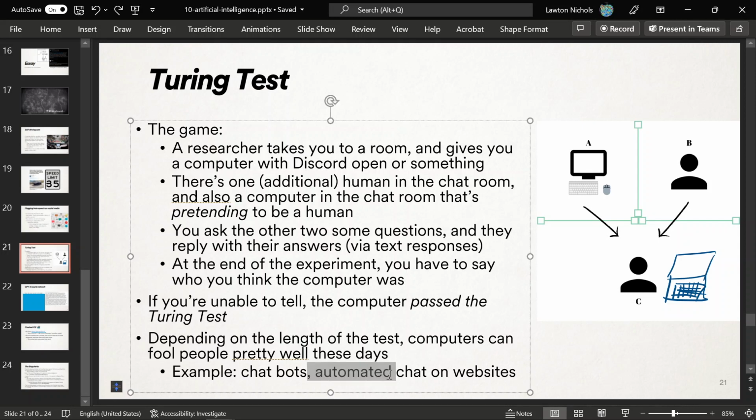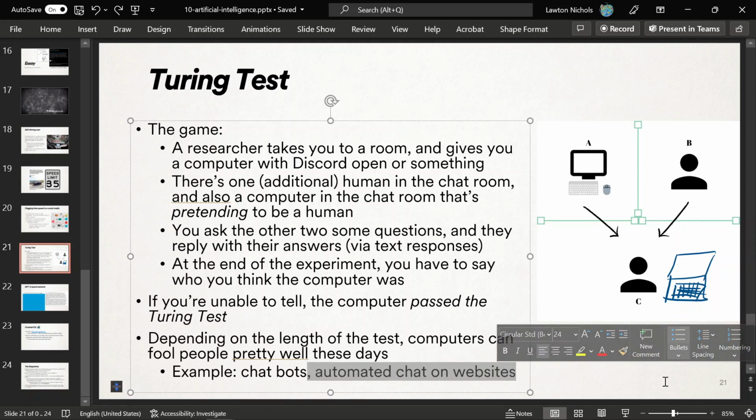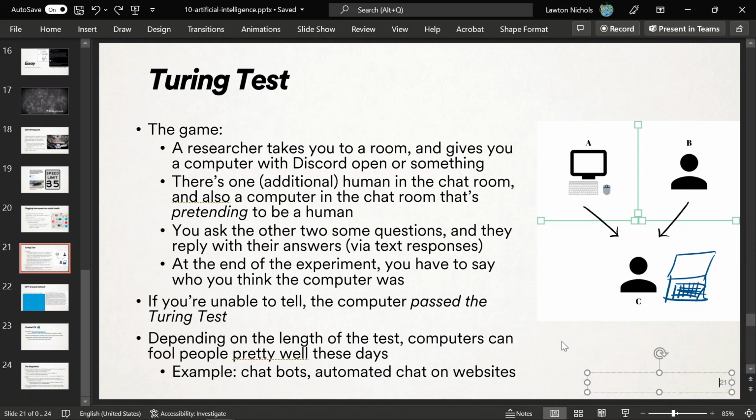And then there's also automated chat on websites. If you go to a website that wants to sell you something, you see all those little chat messages pop up like, oh, someone wants to talk to you. Do you have any questions? That is usually a computer talking to you, taking your input and figuring out a response to it based on your input. So it's secretly passing the Turing test. There's not somebody awake at 1 a.m. ready to talk to you. Isn't that cool? So that's the Turing test. And that'll tell us whether or not a computer is like a human. Any questions about that? That's a fun little game.